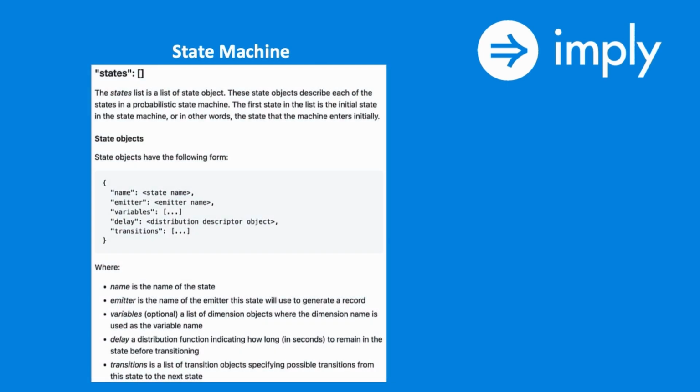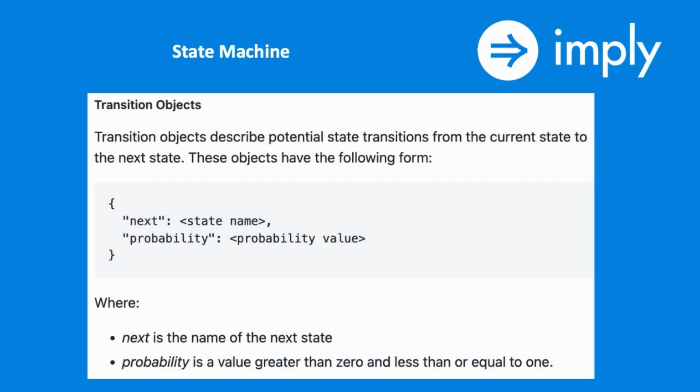We describe the state machine in the configuration file using a list of state objects, where the first state object in the list is the initial state. Each state object has a name, an emitter object, a list of variables, a delay specification, and a list of transitions. Each variable in the list of variables is just a dimension specifier, where the name of the specifier becomes the name of the variable. The delay specification is a distribution specification as described earlier. Finally, each transition in the list consists of the name of the target state and the probability of taking the transition. Of course, the sum of all transition probabilities for any state must equal 1.